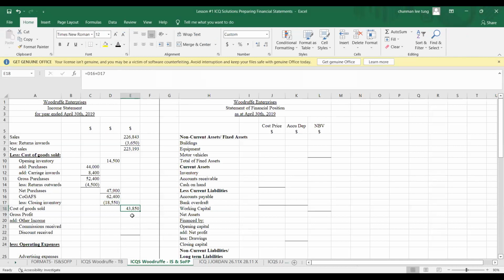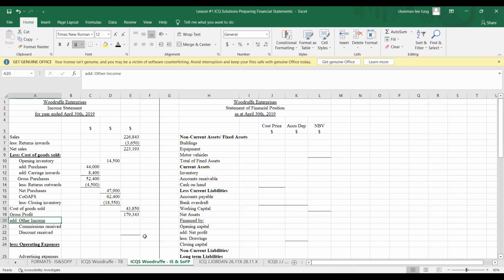Good. So gross profit will now be the difference between our net sales and our cost of goods sold. Net sales minus our cost of goods sold, 179,343. Good. But that's not it. That's not all to the income statement.